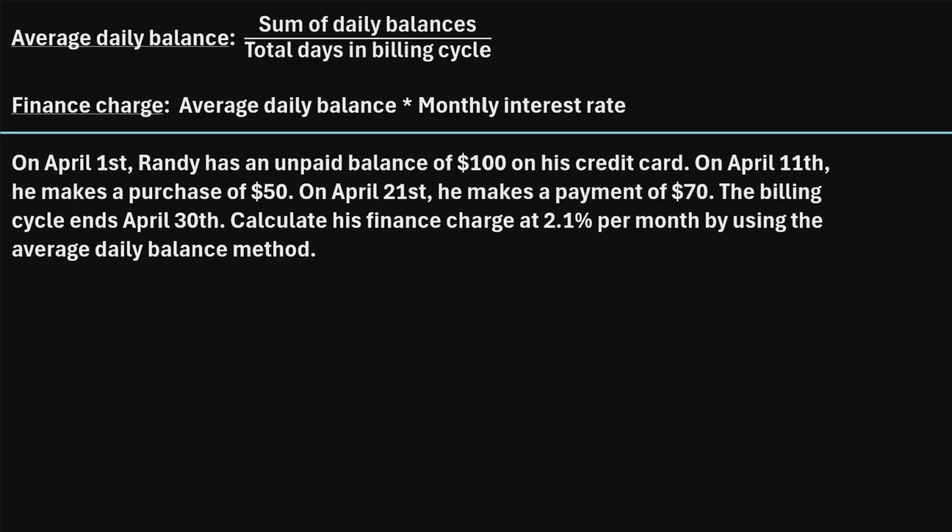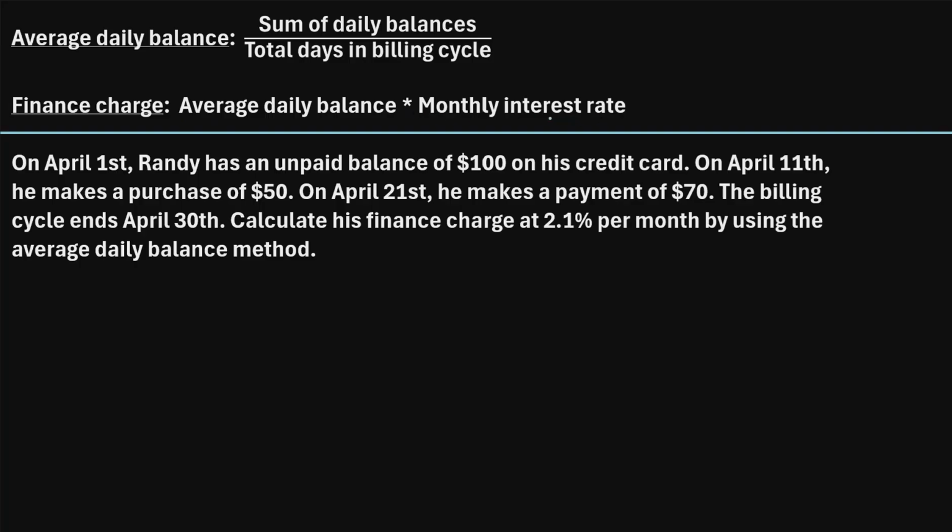In this video, I will explain how to calculate the average daily balance on a credit card. So here's the formula that you can use. The average daily balance is equal to the sum of the daily balances divided by the total days in the billing cycle. Now, the reason that you would even calculate this in the first place is because it's used to calculate something known as a finance charge. So the finance charge on a credit card is calculated as the average daily balance times the monthly interest rate.